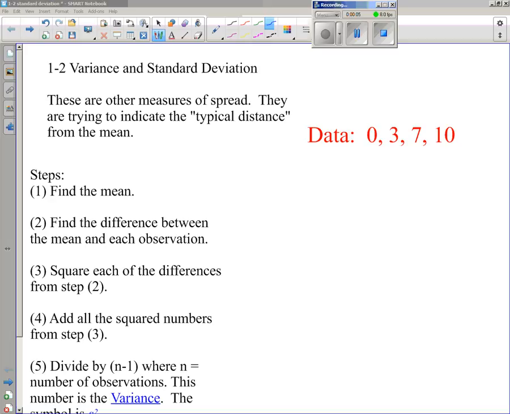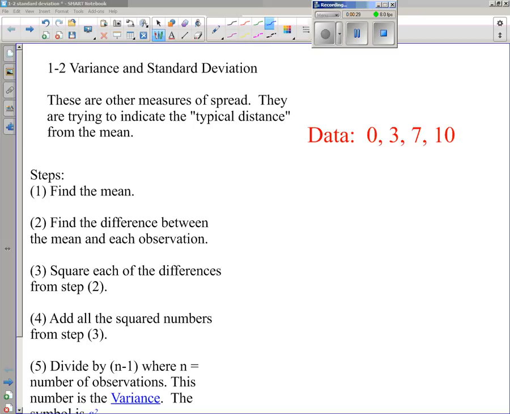So two more measures of spread are variance and standard deviation, and there is a long process in order to calculate them, and that's what I want to walk through in this video. Finding variance and standard deviation is one of the things that you're just going to have to do a couple of times by hand to get the gist of what's going on, and then for the most part you can use technology because it is a complicated process.